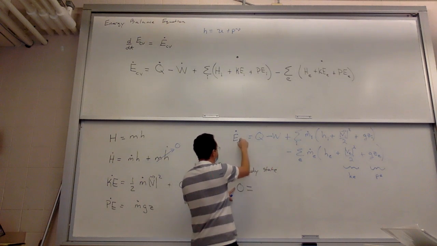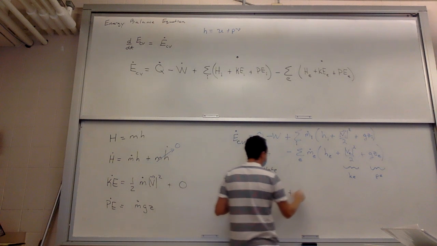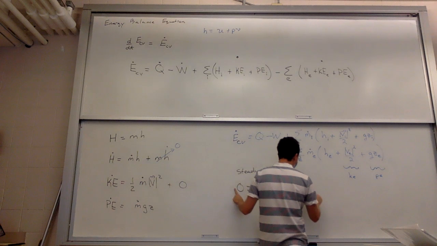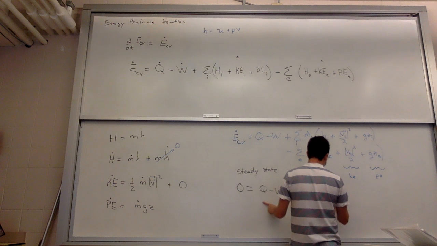So this is going to be 0, so that says Q minus W plus H. Right.